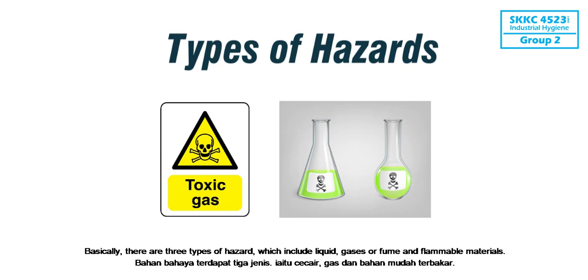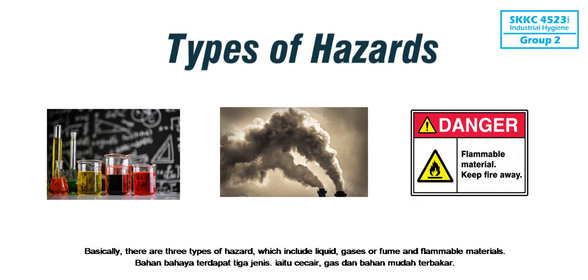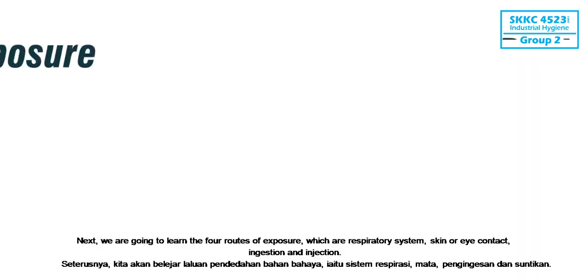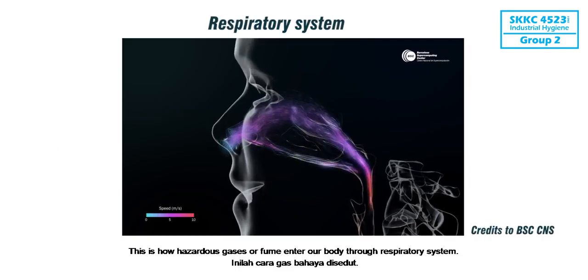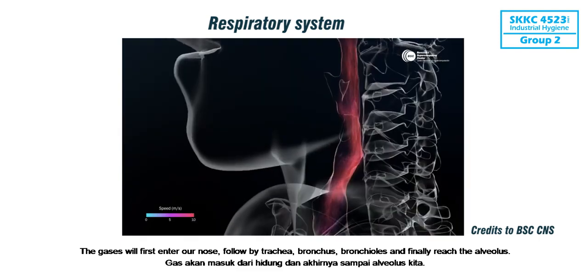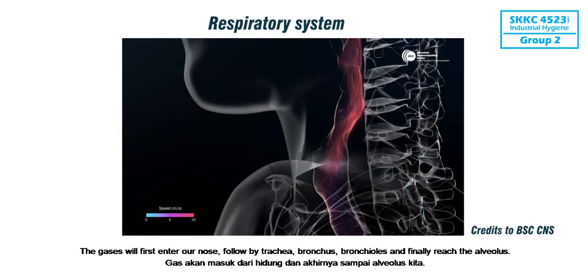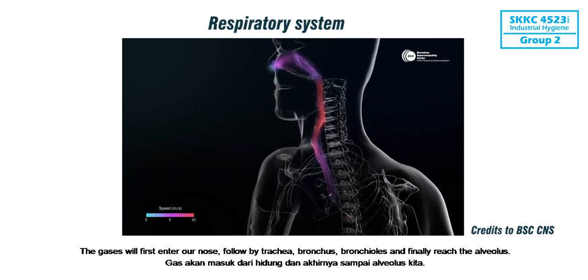Basically, there are three types of hazard, which include liquid, gases or fume, and flammable materials. Next, we are going to learn the four routes of exposure, which are respiratory system, skin or eye contact, ingestion and injection. This is how hazardous gases or fume enter our body through the respiratory system. The gases will first enter our nose, followed by trachea, bronchus, bronchioles and finally reach the alveolus.